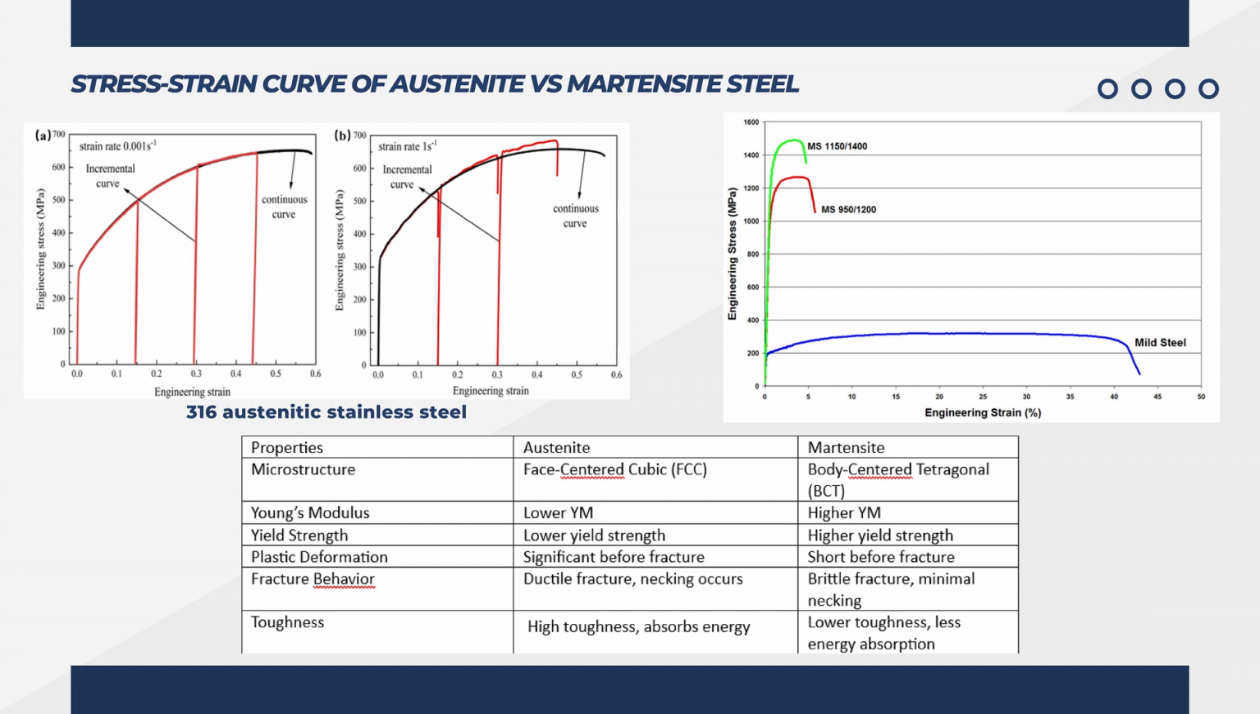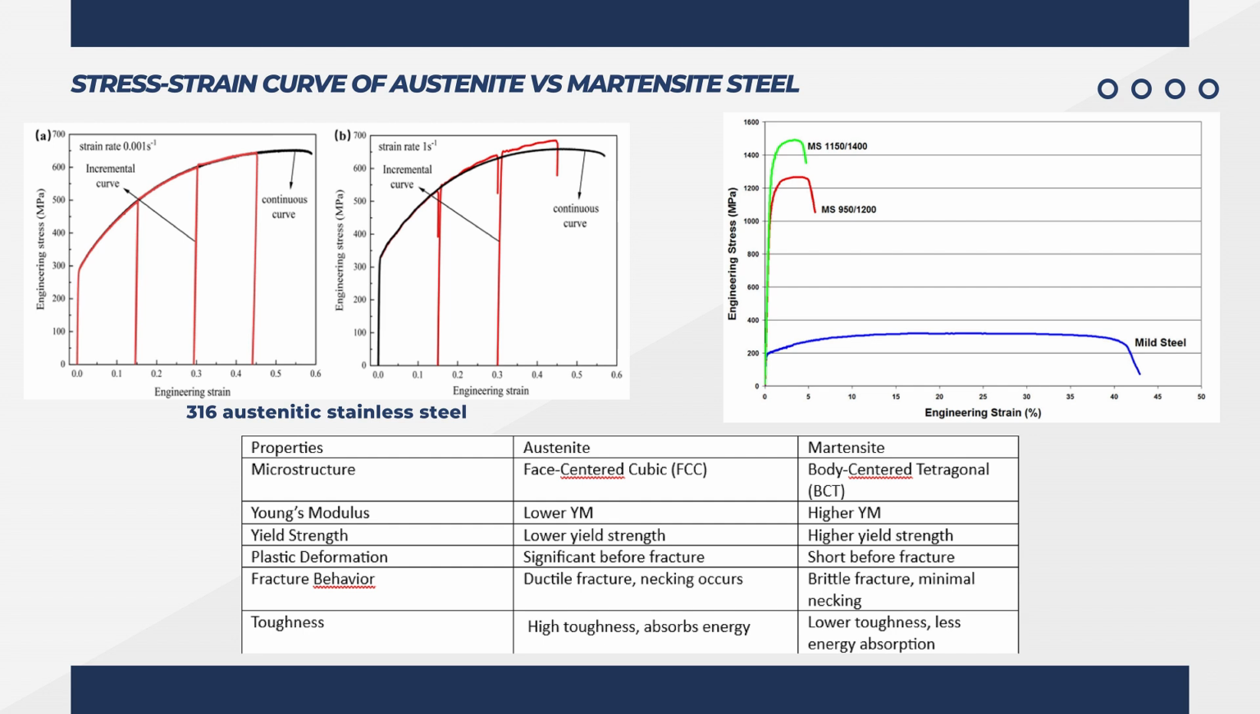Moving on to the stress strain curve comparison of austenite versus martensite steel. For the austenite steel, I'm going to be using 316 austenitic stainless steel, and for the martensite steel, I'm going to be using MS 1150/1400 steel. So by observing the two graphs, we can more or less tell the tensile properties and behavior between the austenite steel and the martensite steel.